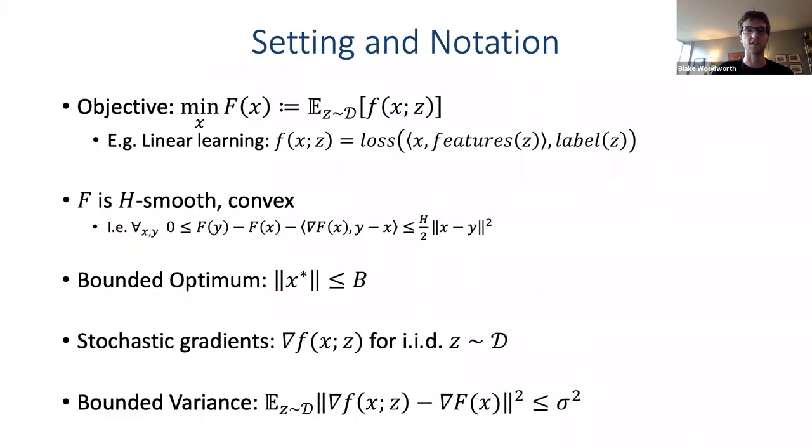In order to discuss convergence rates, we need to make some assumptions about the objective function. Today I'm going to focus on the case of convex objectives defined as an expectation. I'm going to assume that the overall function capital F is H-smooth and that the stochastic gradients have variance bounded by sigma squared uniformly. All of the results I'm going to show you today apply very similarly if we assume that F is strongly convex, but to keep things focused, I'm just going to focus on regular convexity.